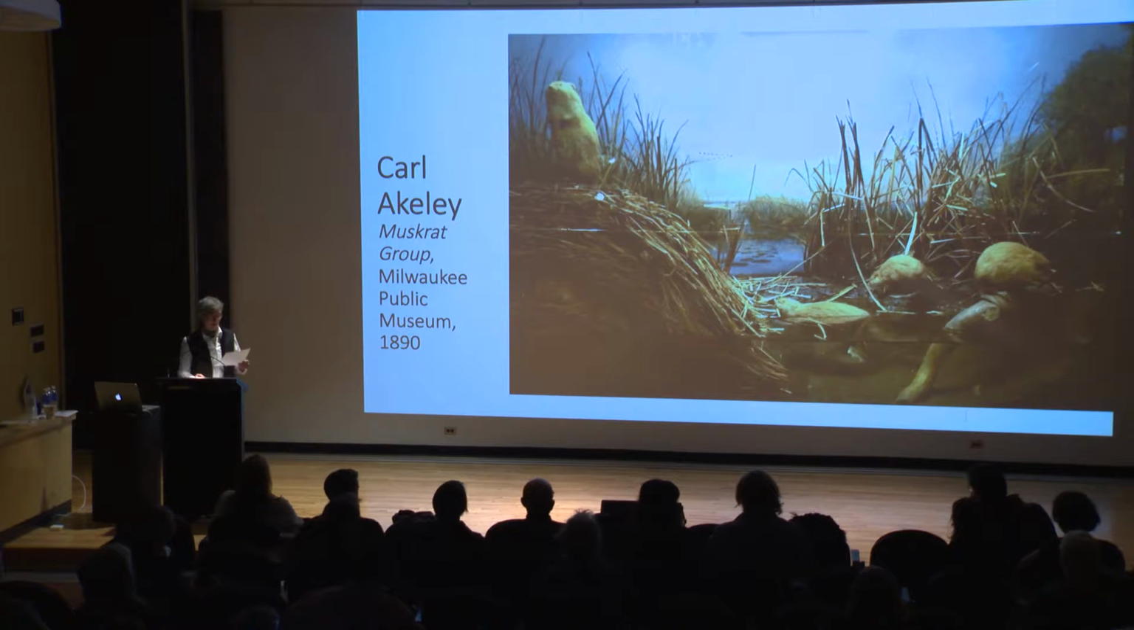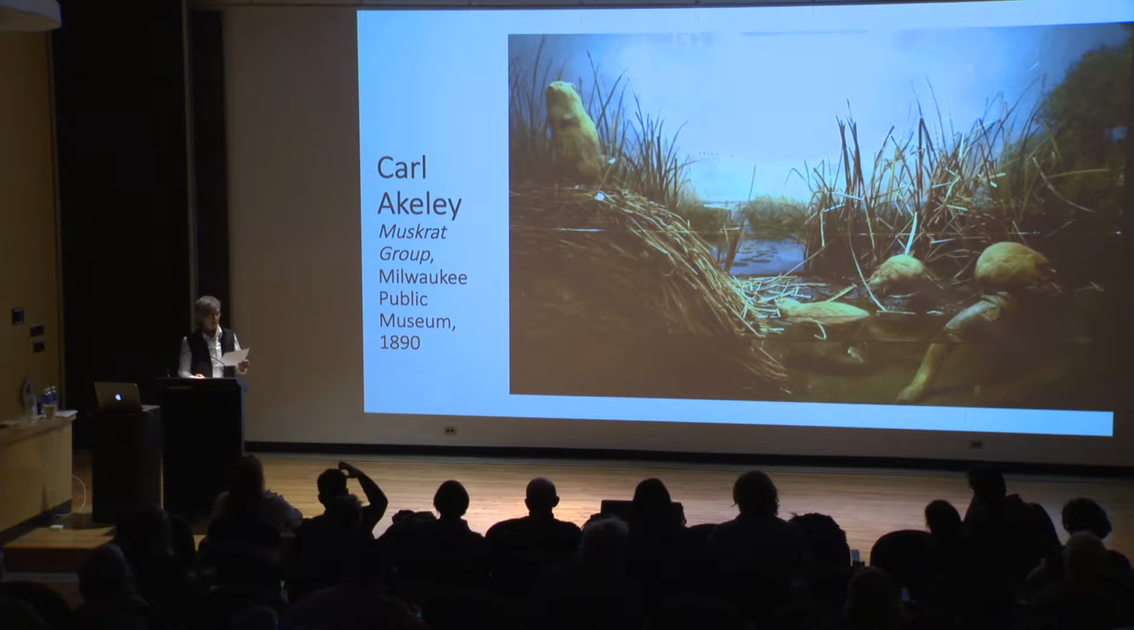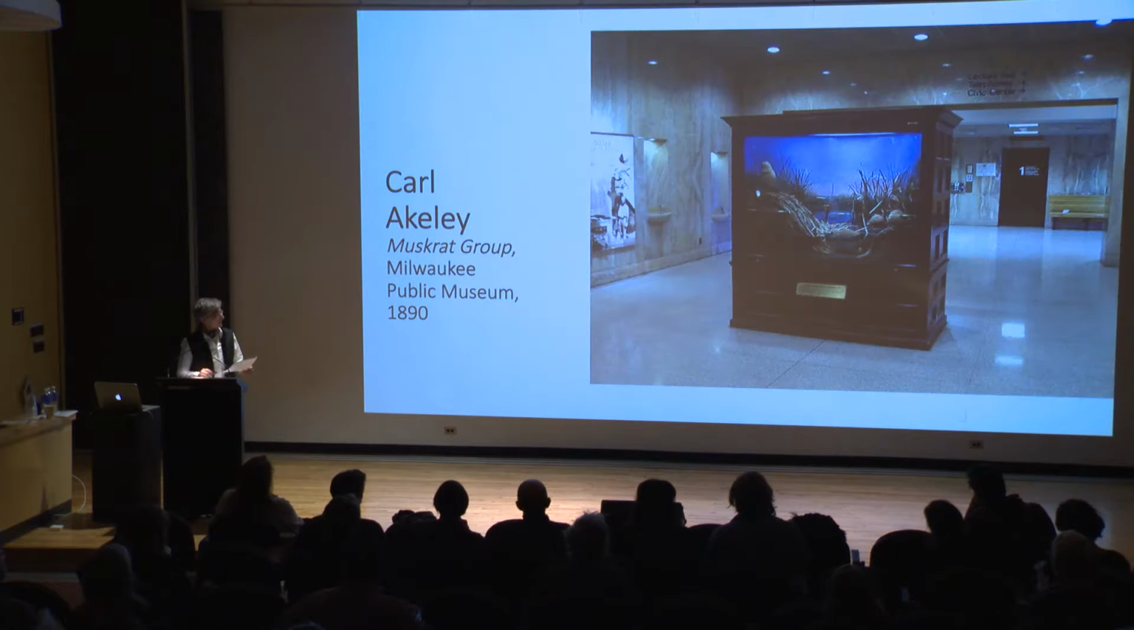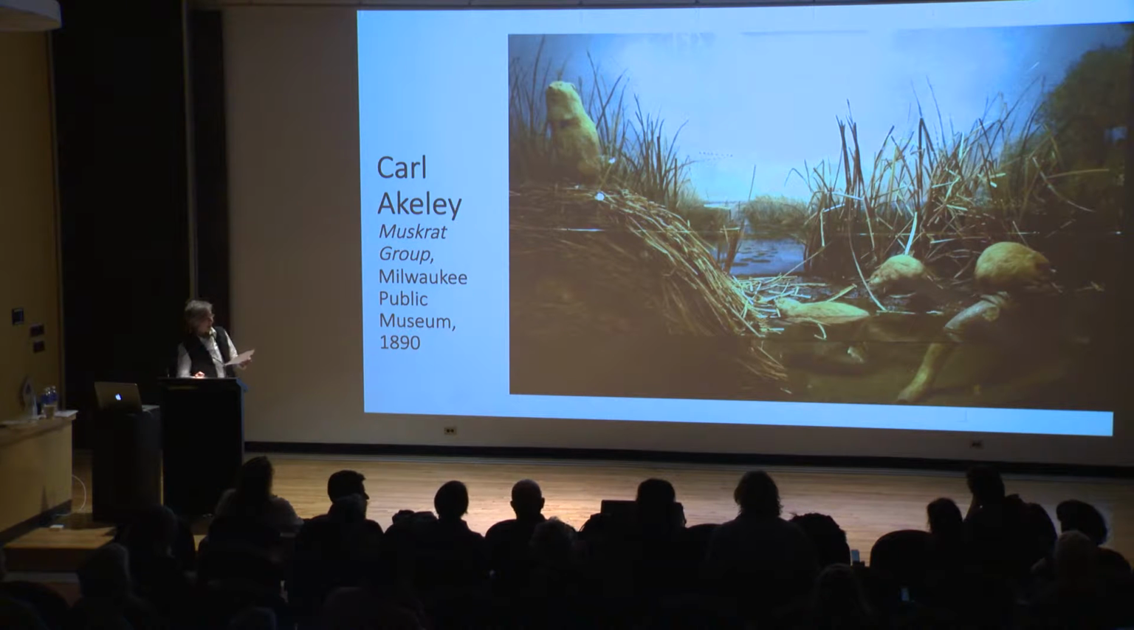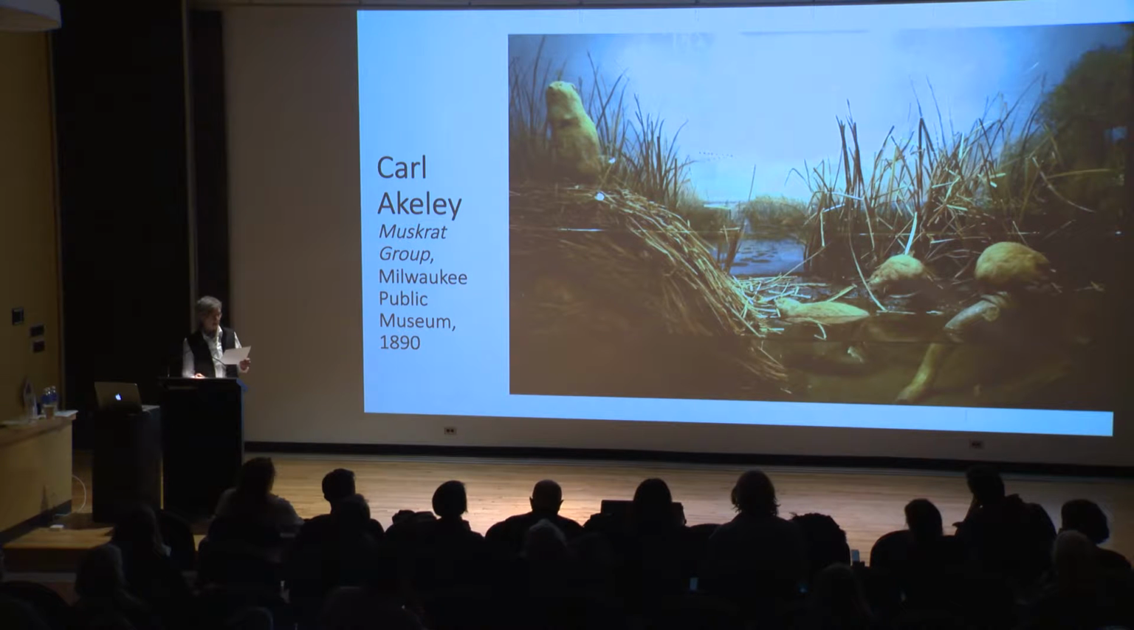A classic example is Carl Akeley's muskrat group diorama in my home state at the Milwaukee Public Museum. It's not a large-scale work, as you can see here, but when Akeley created it in 1890, he was using leading-edge techniques of natural history museum exhibition. Notice, for example, Akeley's recreation of the underwater portion of the muskrat's habitat, which involved cutting one of the taxidermies in half and reassembling the two halves above and below the fabricated waterline, a sheet of clear glass.